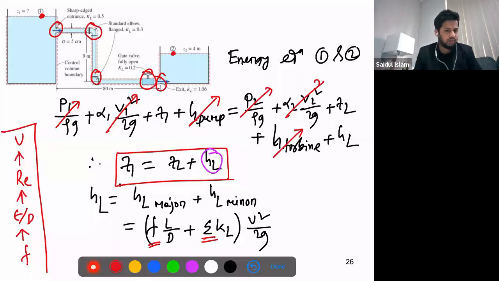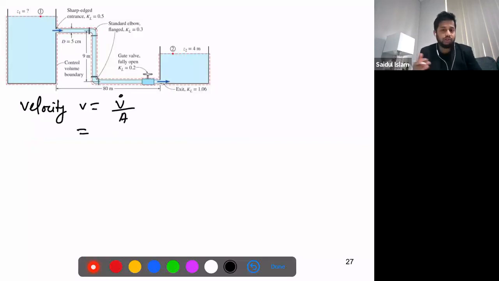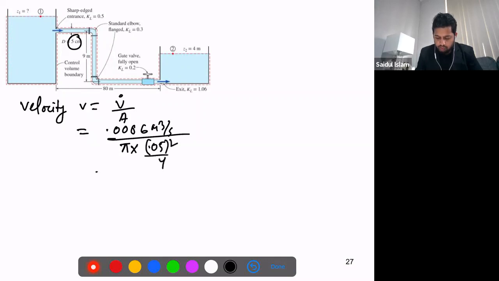I'm just going to the next phase, okay? So we'll do this one now. Initially we'll calculate the flow rate. So we have the flow rate, so we'll calculate the velocity. So the velocity V is flow rate over area. Flow rate is 6 liters per second. If I convert it into meter cube per second, we can say 0.006 meter cube per second, and the area is pi D square over 4. D is the diameter, 5 centimeter, so you can say it is 0.05 meter. So it will be 3.06 meter per second. This is the velocity.